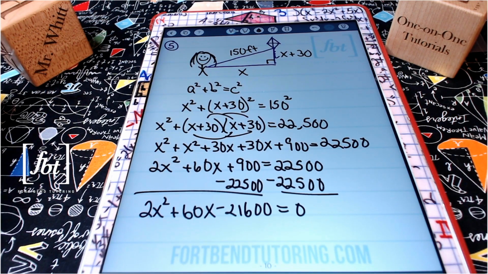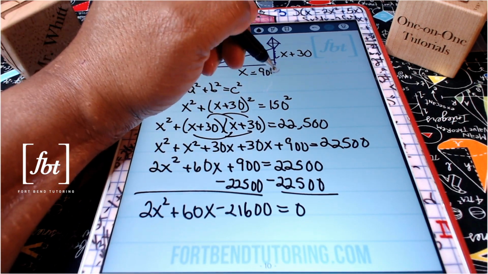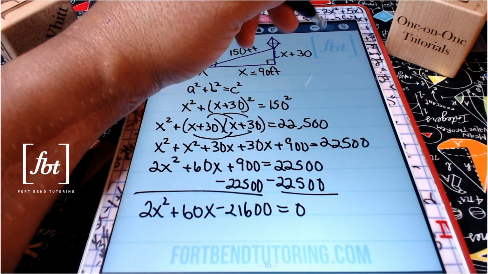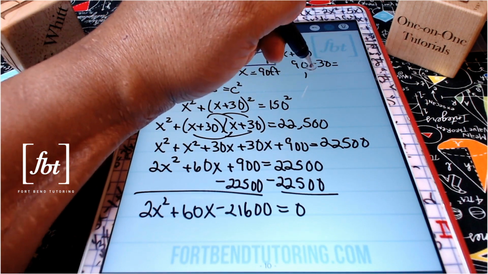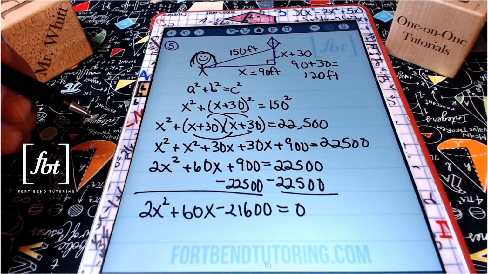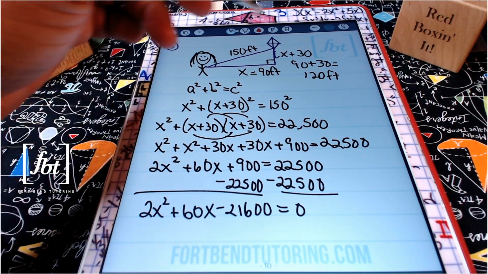So going back to Jasmine and her big head, we'll have x equals 90 feet as the horizontal distance, and then that means that our vertical distance is going to be 90 plus 30, which gives us a sum of 120 feet. So that tells us how high this kite is. So that's the answer. Red, box it.